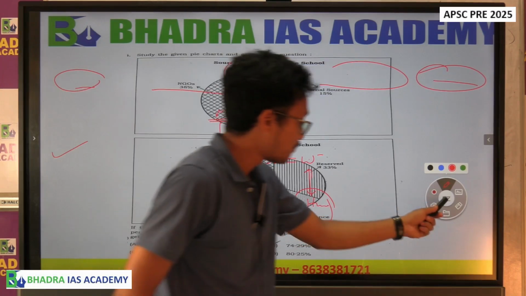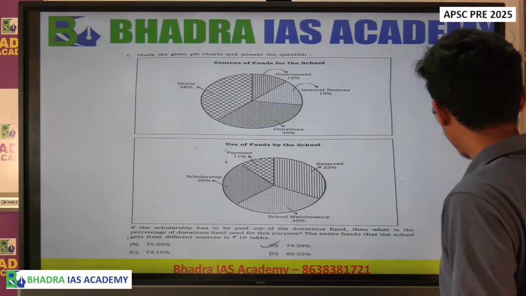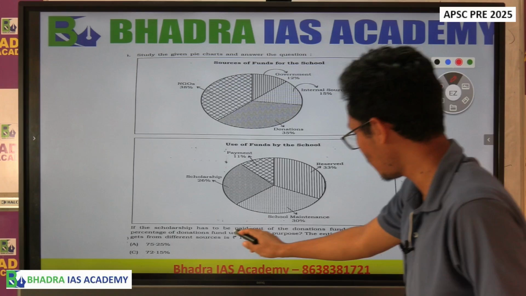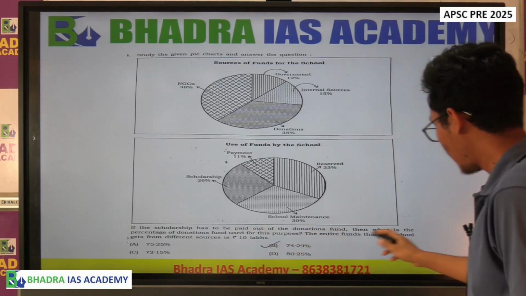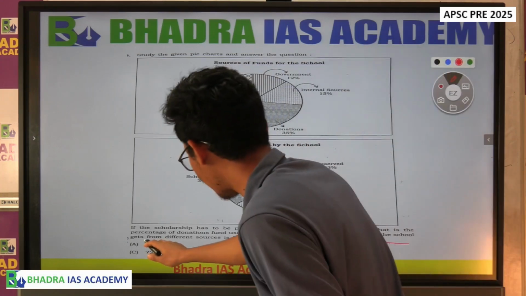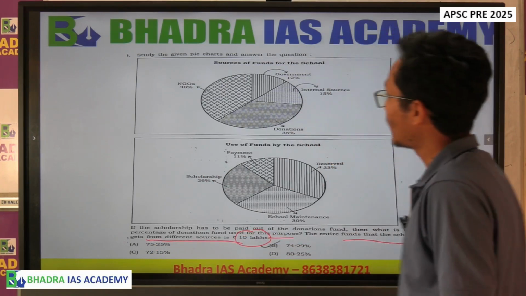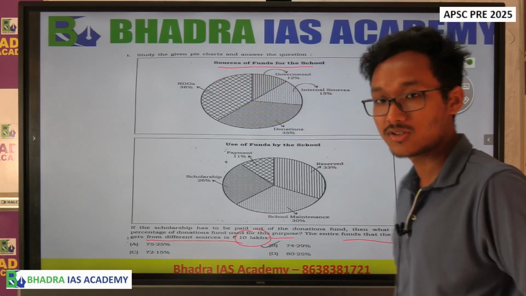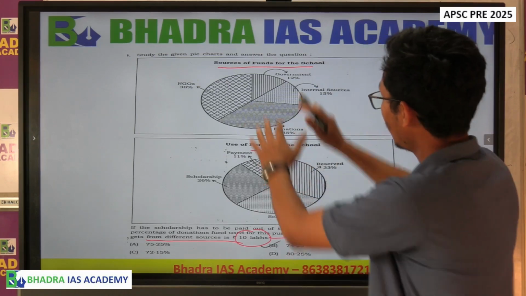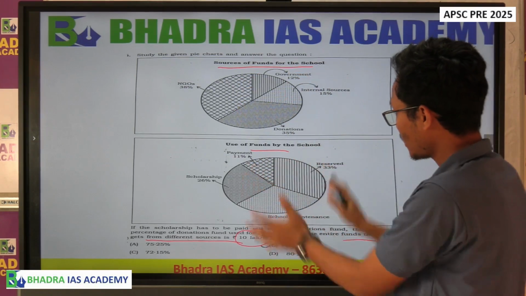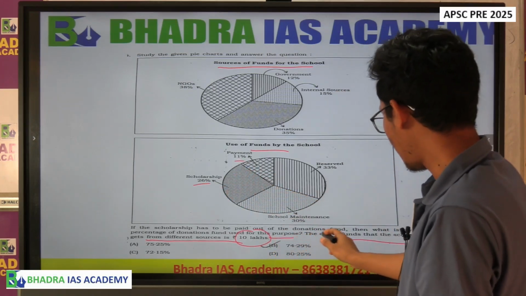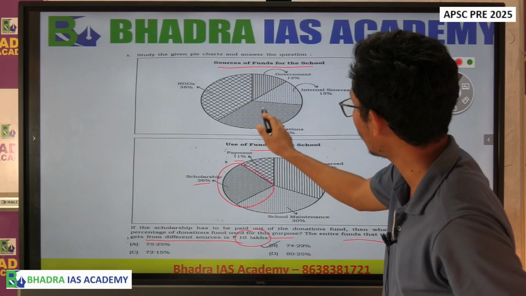Here a pie chart question had come. Study the given pie chart and answer the question. The question asks: if the scholarship has to be paid out of donation fund, then what is the percentage of donations fund used for this purpose? The entire fund that the school gets from the different sources is 10 lakh. These are the sources of fund, and the school's fund sources are given in one pie chart. Another pie chart shows the use of funds, how much is spent on payments, scholarship and so on. Now it says the entire scholarship must be paid from the donation.